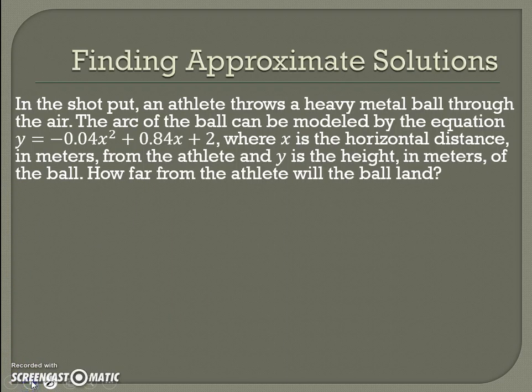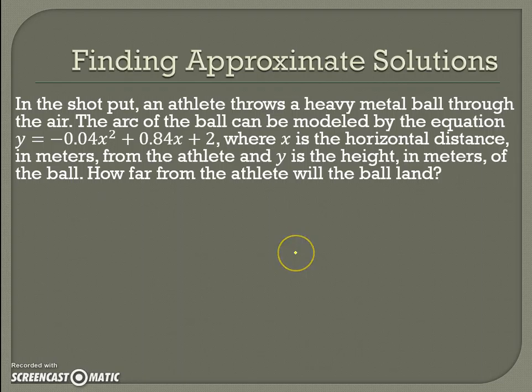Let's keep moving. All right, so finding approximate solutions. It says in the shot put, an athlete throws a heavy metal ball through the air. The arc of the ball can be modeled by the equation y equals negative 400x squared plus 0.84x plus 2, where x is the horizontal distance in meters from the athlete and y is the height in meters of the ball. How far from the athlete will the ball land?